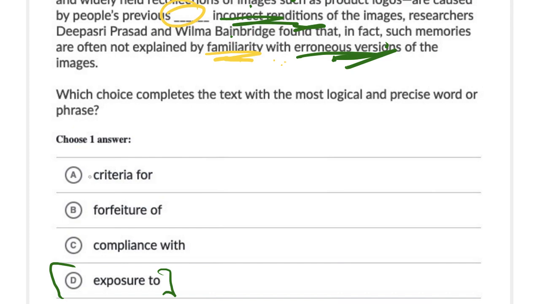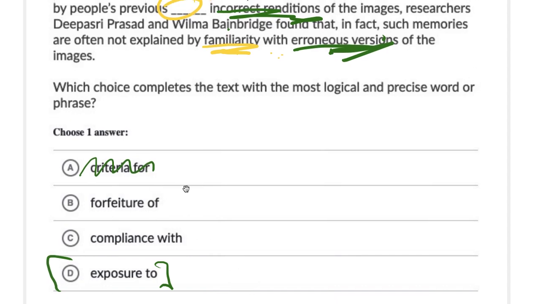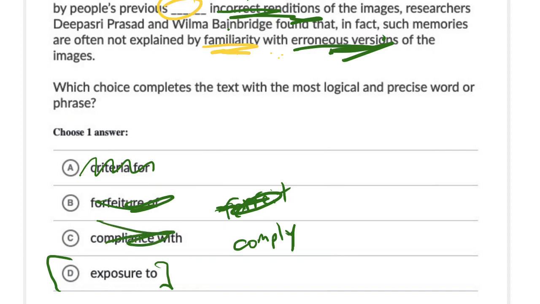Okay, so criteria are like guidelines, not quite rules, it's not relevant here. Forfeiture, that's related to forfeit. So if you forfeit something, you give it up. If you forfeit in a match or game, you say, I quit. Basically, you win. If you forfeit assets, you give up those assets. Compliance with, if you comply with something, you obey, you go along with it. But this is going to be correct. Exposure to.